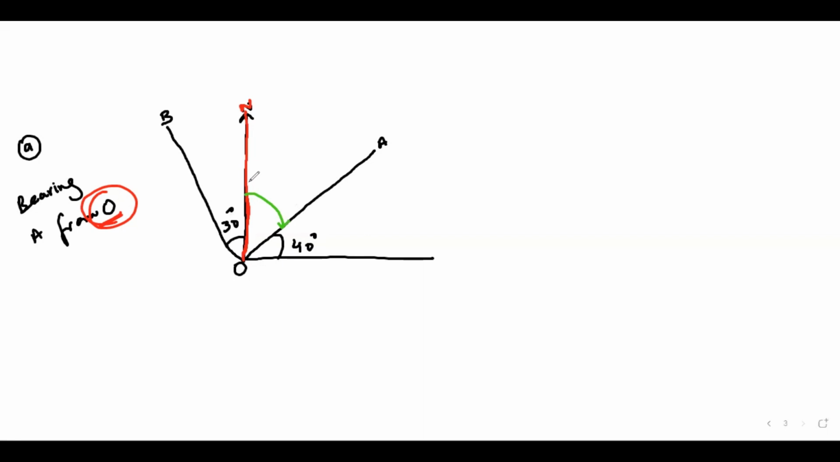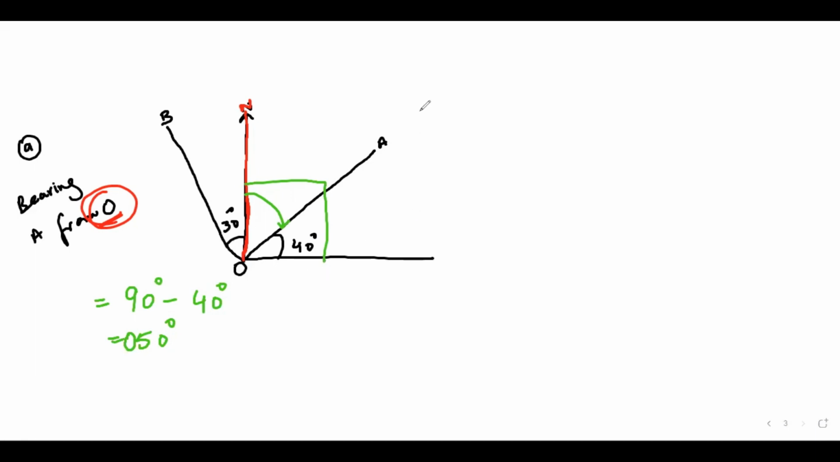We know that this total angle is 90 degrees. So the bearing of this one will be 90 degrees minus this 40 degrees, so the bearing of A from O will be 50 degrees. But we will not write 50 degrees. We have to write the answer in 3 digits, so we will write 050 degrees. Any problem in this one?